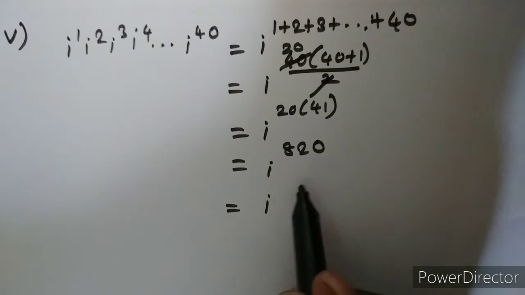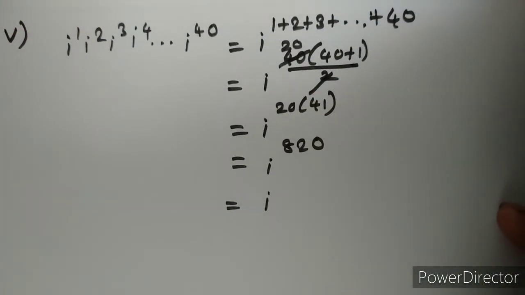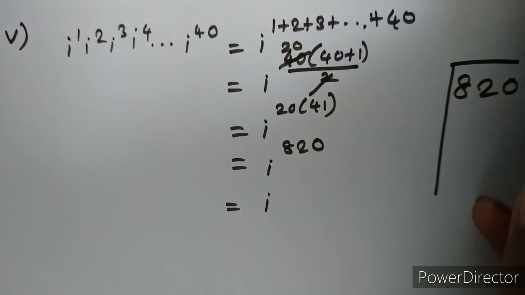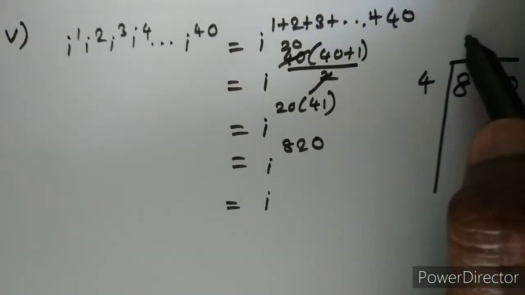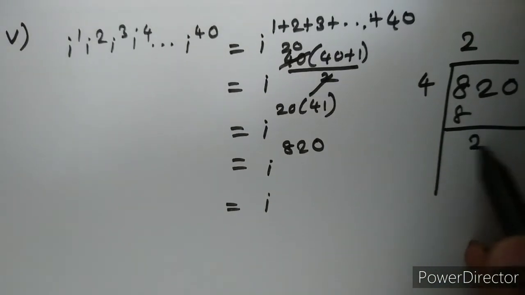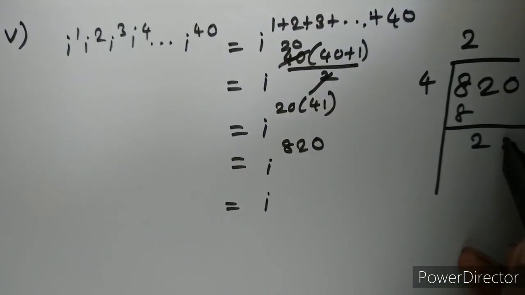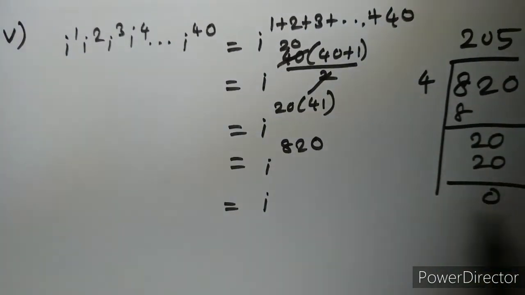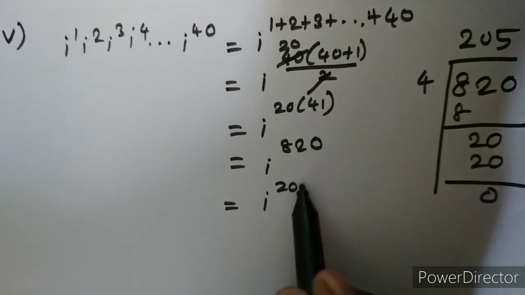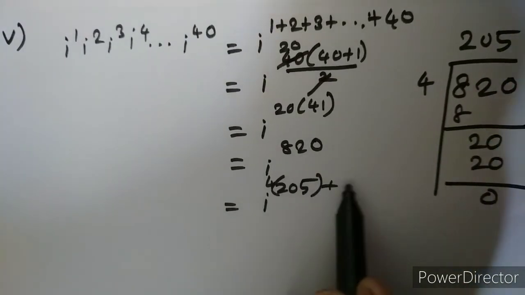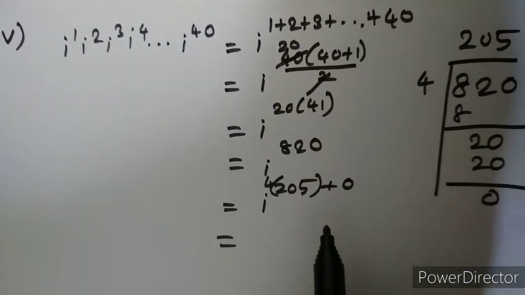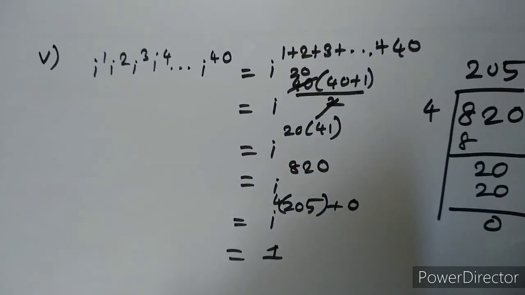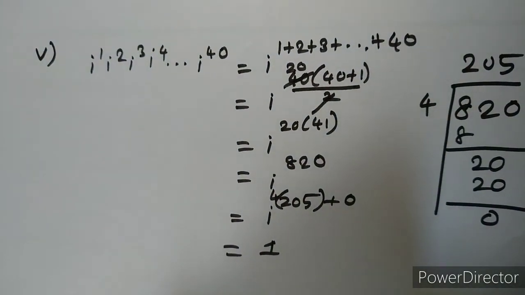820 is divisible by 4, since 4 times 205. So it is divisible by 4, therefore i power 820 is equal to i power 0. i power 0 means 1.